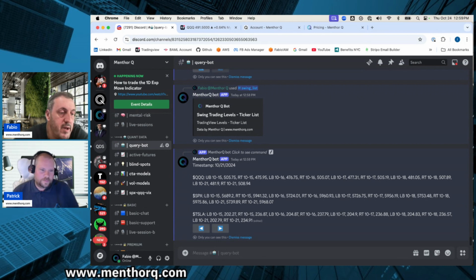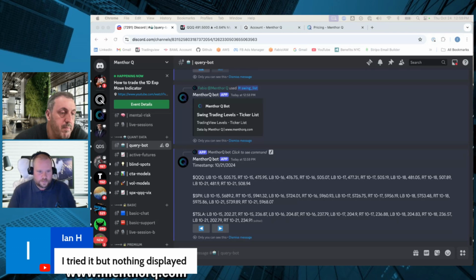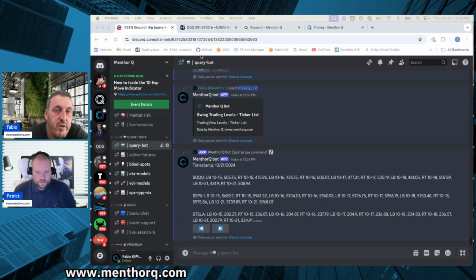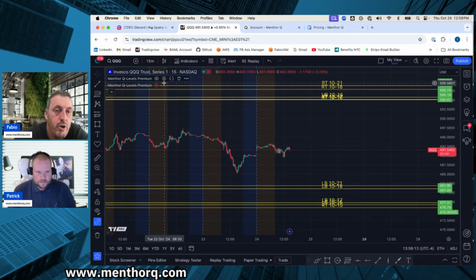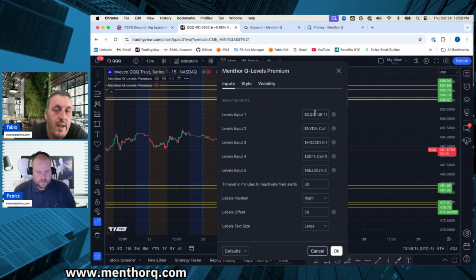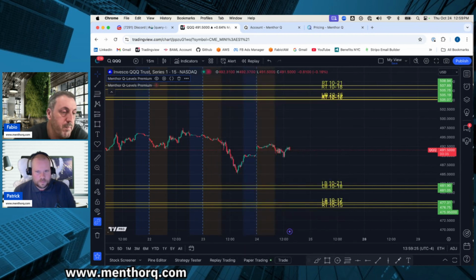The reason, Ian, let me answer this question, why nothing is displayed is because in the input box, you probably have QQQ levels and QQQ swing levels twice. As I said, just add the indicator twice and use a different indicator. Very simple.